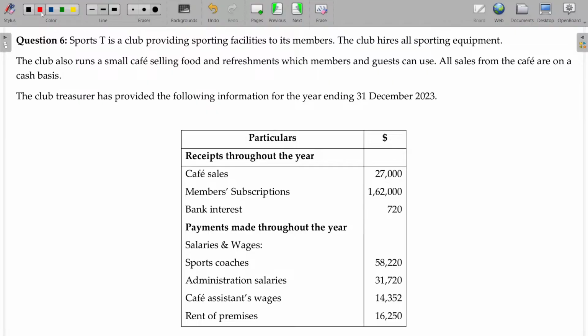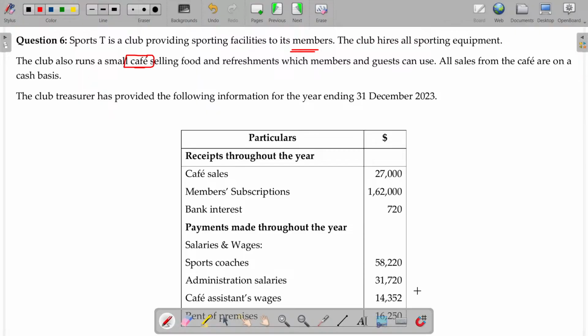Number 6. Sports Tea is a club providing sporting facilities to its members. The club hires all sporting equipment. The club also runs a small cafe selling food and refreshments which members and guests can use. So the cafe is a separate one. For that, you can prepare a separate income statement. All sales from the cafe are on a cash basis. The club treasurer has provided the following information. So receipts and payments details are given here.